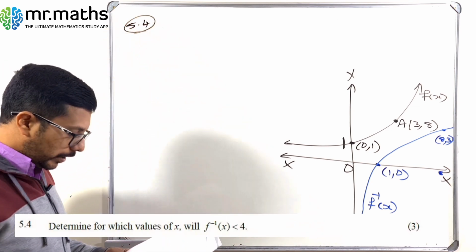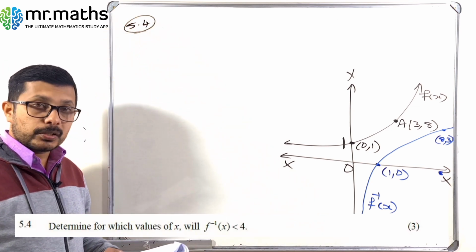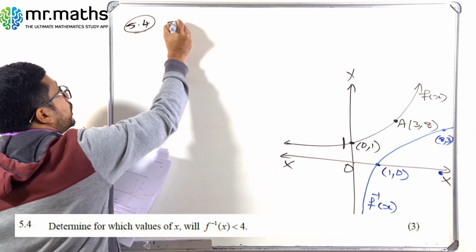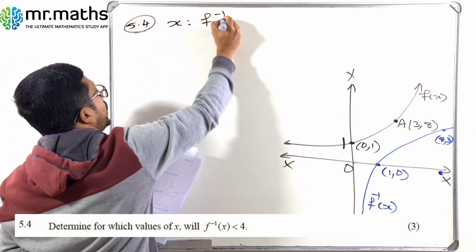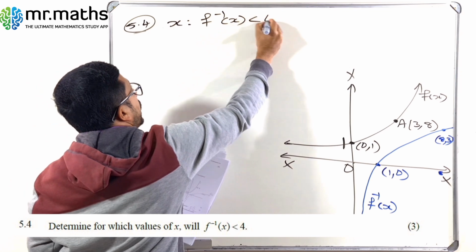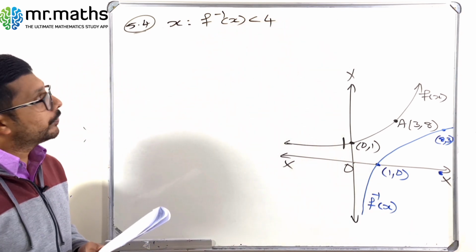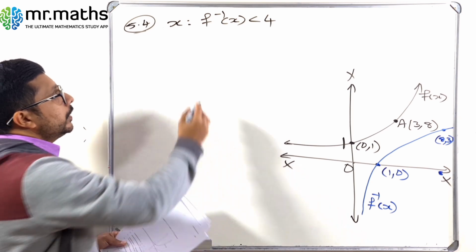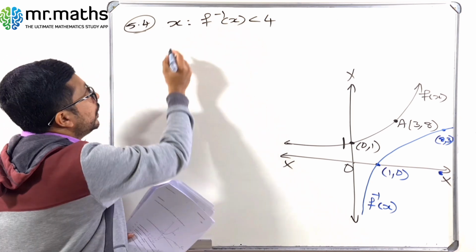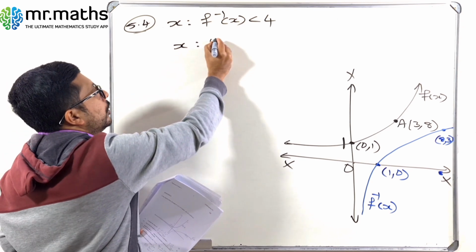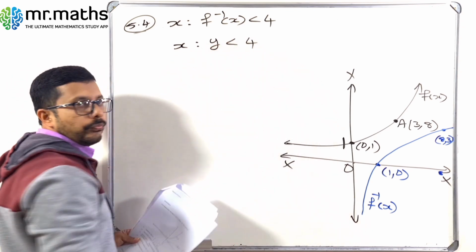What is that question? Determine for which values of x. So here also you have to find the values of x. And what is the condition? f inverse of x is less than 4. Okay. f inverse means this f inverse is also y. Am I right? Okay. So it means that you have to find the values of x where y is less than 4.